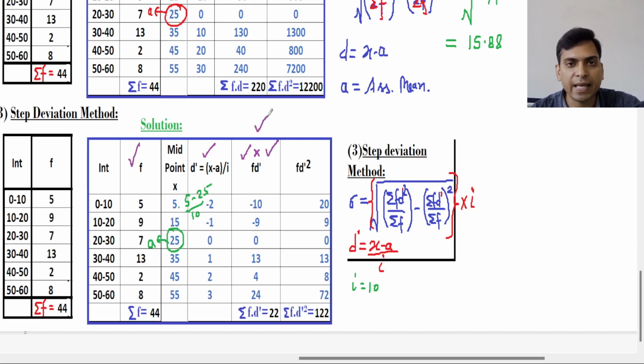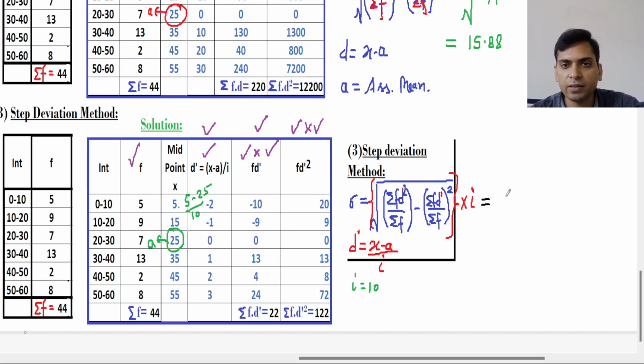Now your next target is F into D dash square. So you will take this F D dash into this D dash. Then you will see this column F into D dash square. So the product of this D dash and F D dash. This is minus 2, this is minus 10, so this is 20. And that way you can find all these values. And the summation of this column is considered as summation of F into D dash square. This means this value. Now we will put all these values in the formula.